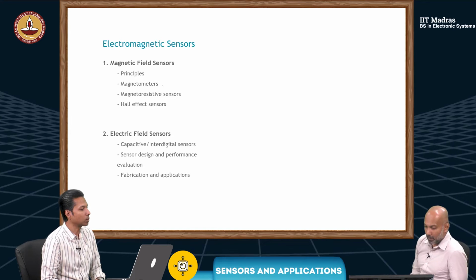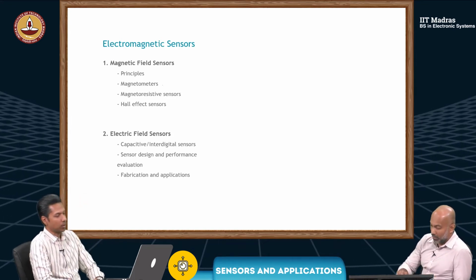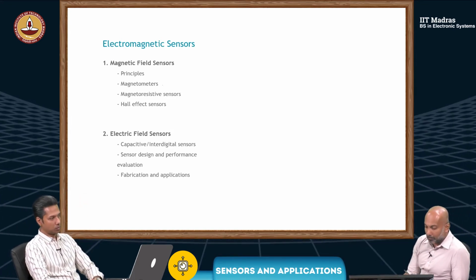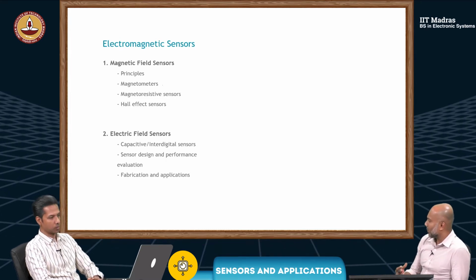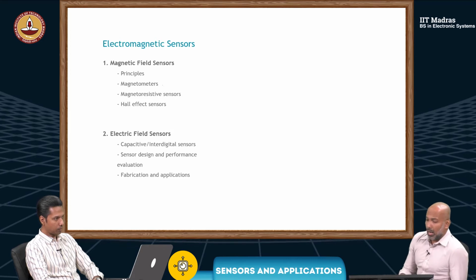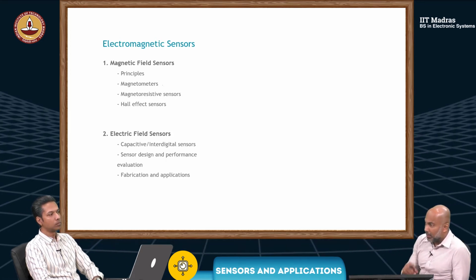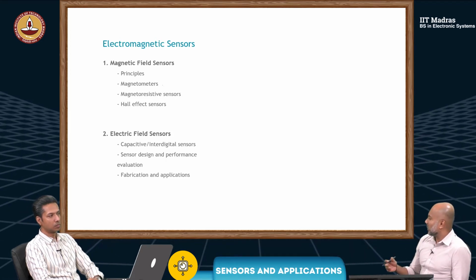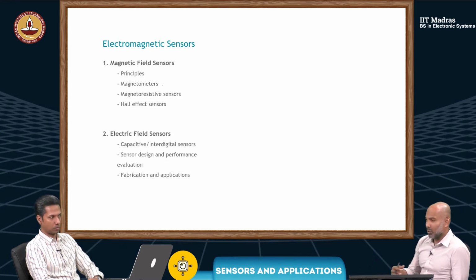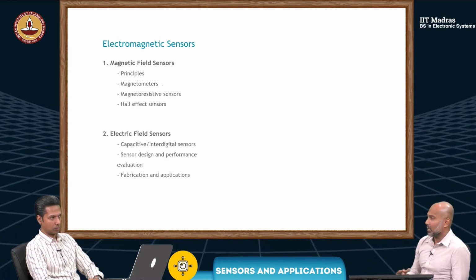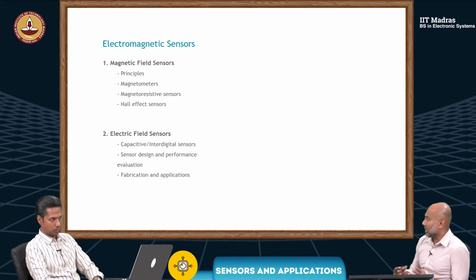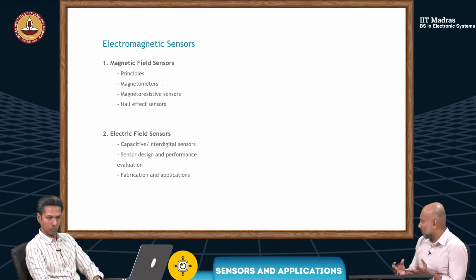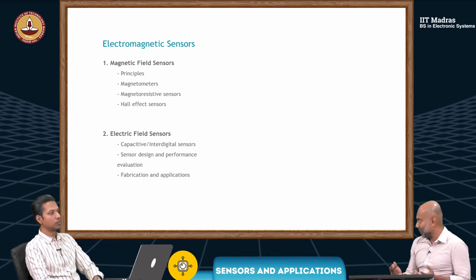Is there Hall effect also? Yes, we also have Hall effect sensing. So that's what we'll cover in electromagnetic sensors. And later on, if we have time, we'll probably talk a little bit about how you can design and fabricate MEMS type devices. But again, we'll see how it goes.